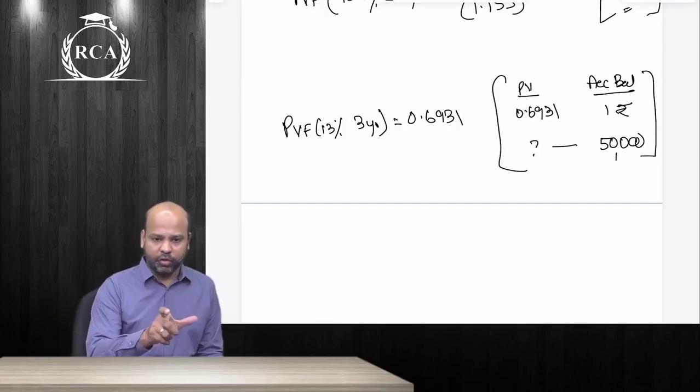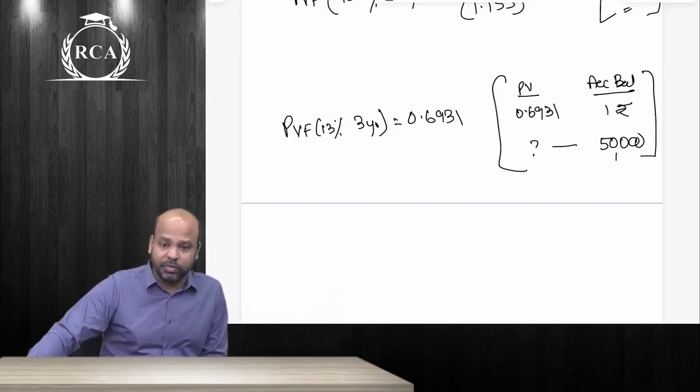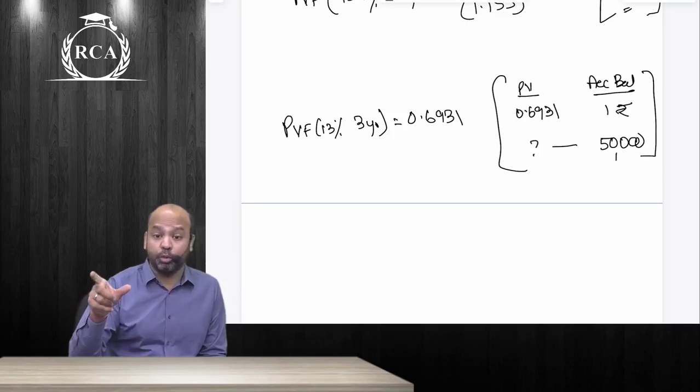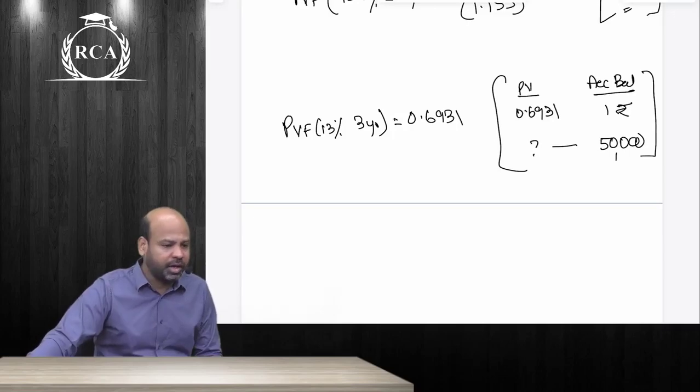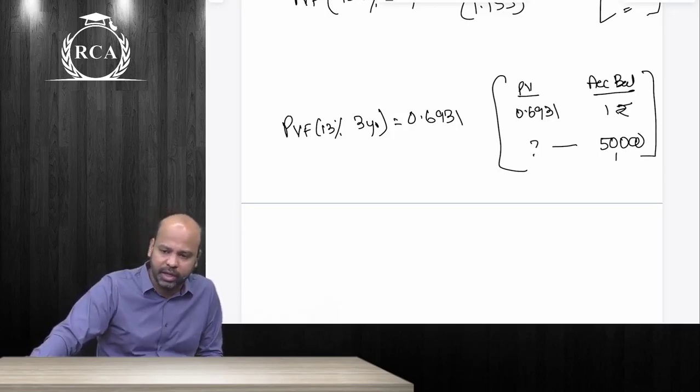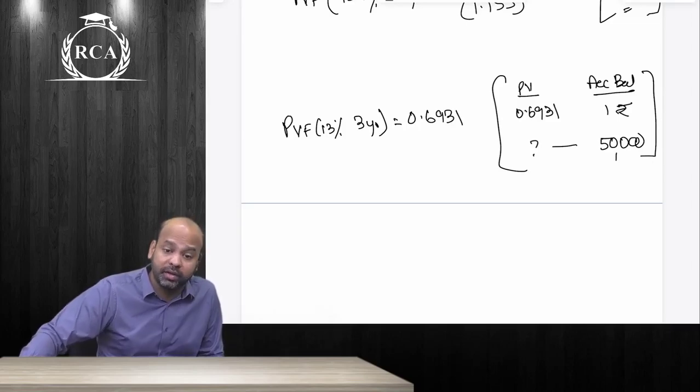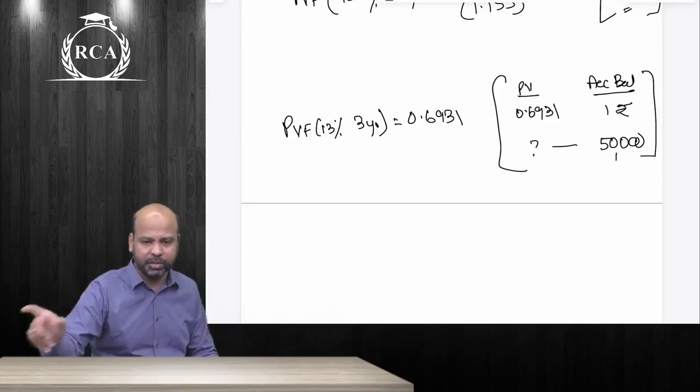You write cash flow multiplied by present value factor because present value factor is for 1 rupee. You are proportionately calculating it for whatever amount that you want. You want it for 50,000, you will write 50,000 into 0.6931. You want it for 1 lakh, you will write 1 lakh multiplied by 0.6931. You want it for $1 billion, you multiply that $1 billion with 0.6931. It's all on a proportionate basis.